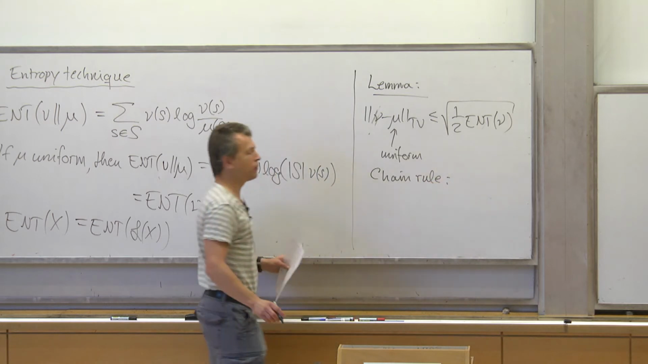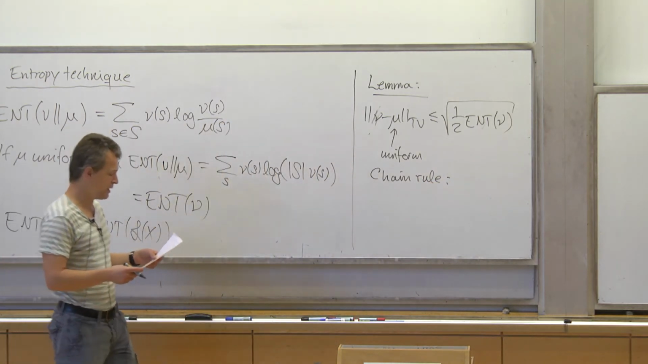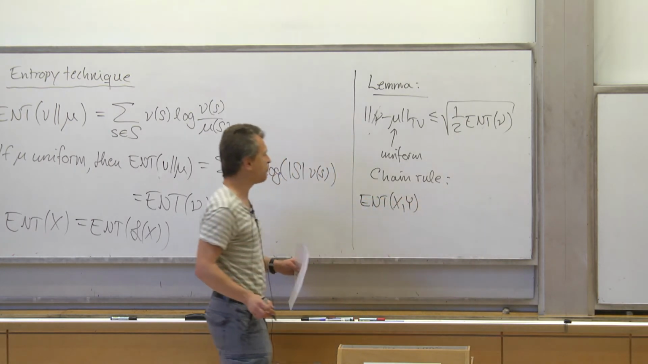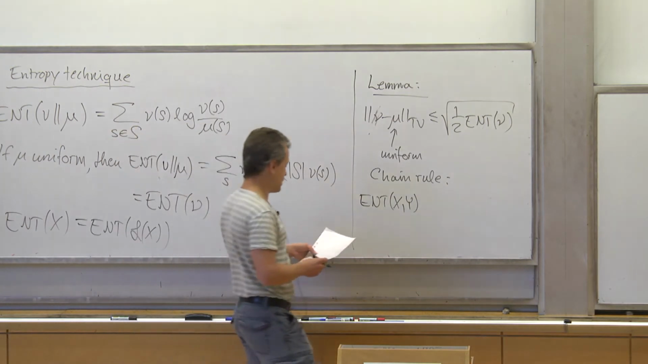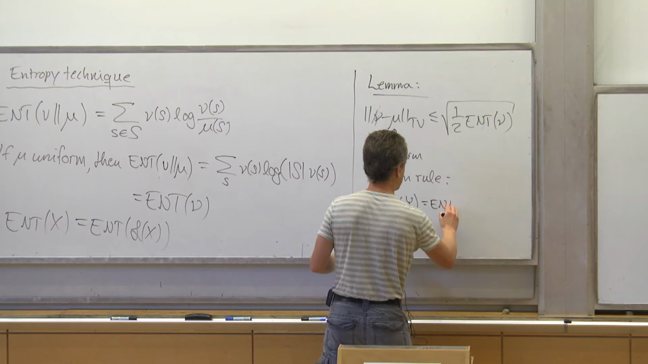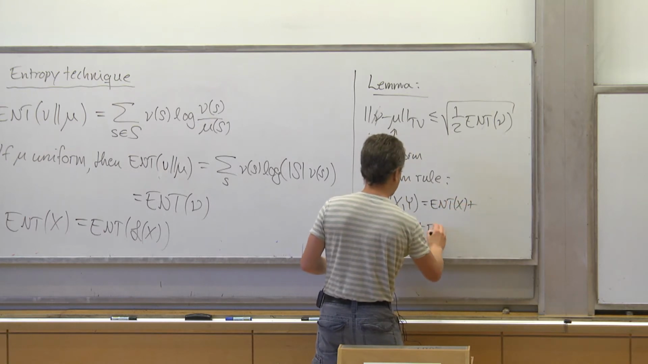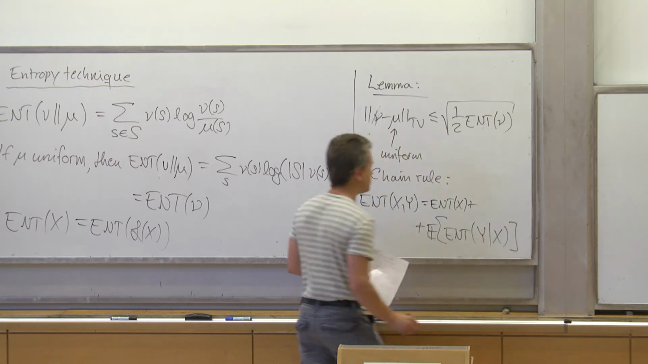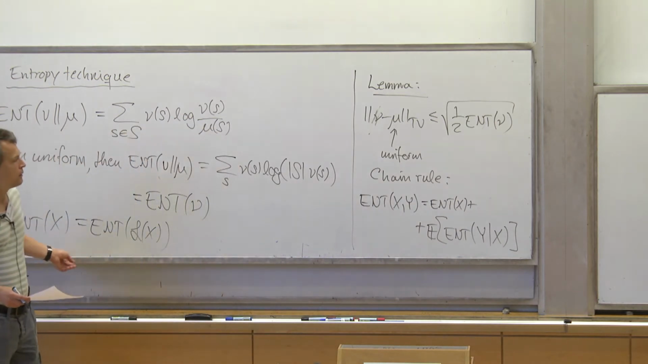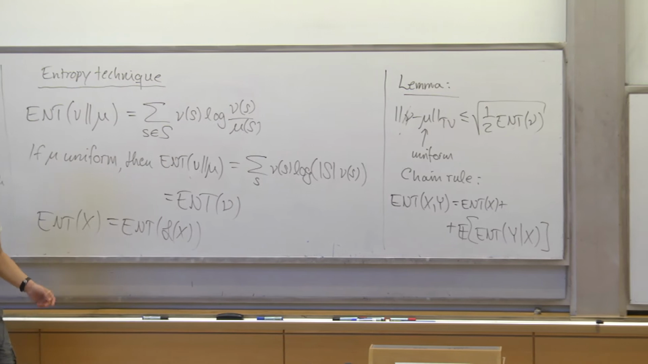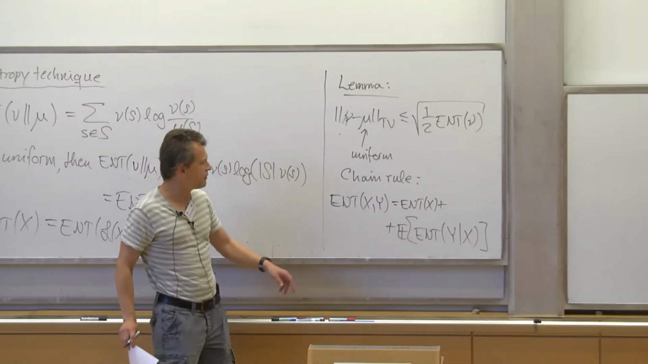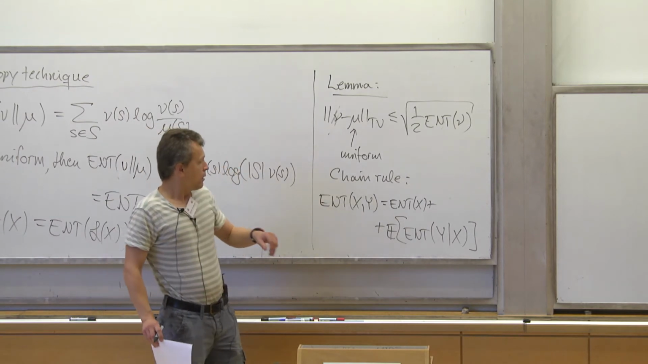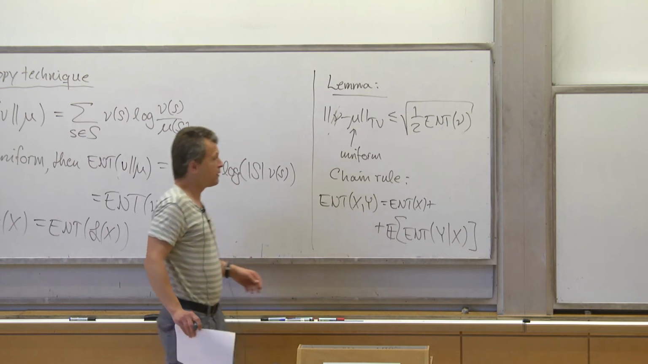There is a chain rule for entropies, which you have probably seen sometime. For two random variables, it looks like this: the entropy of the pair xy is the entropy of x plus the expectation of the entropy of y given x. I don't really know if this is intuitive. Well, maybe not for me, but for somebody. But it's also an elementary computation to make in order to verify that.